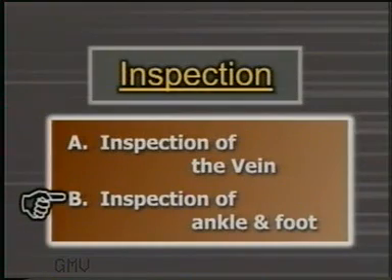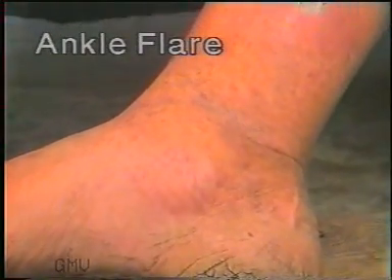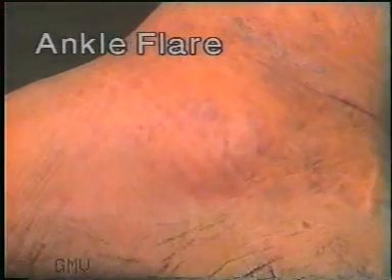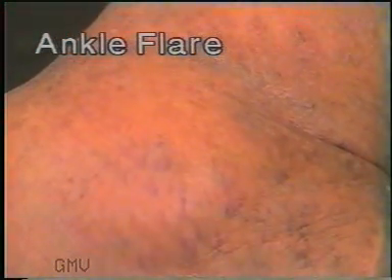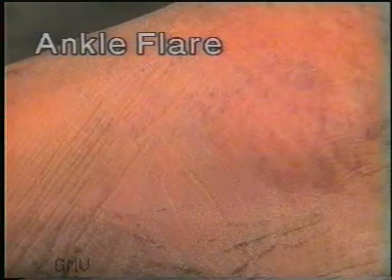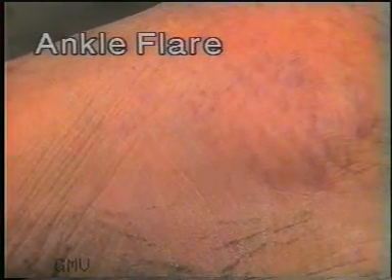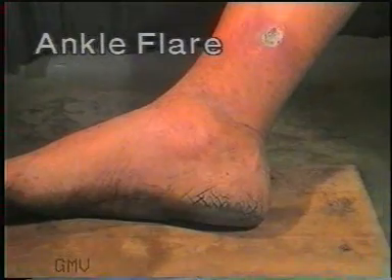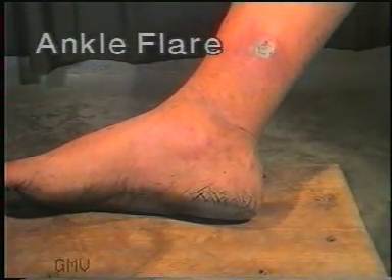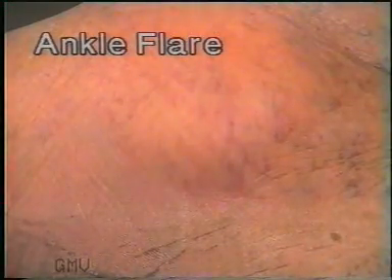Now we will inspect the ankle and the foot. Inspect the medial aspect of the ankle for ankle flare or the venous flare. It is a diffuse soft swelling or fullness with small subcutaneous dilated venules around the ankle, usually filling the hollow between the medial malleolus and the heel.